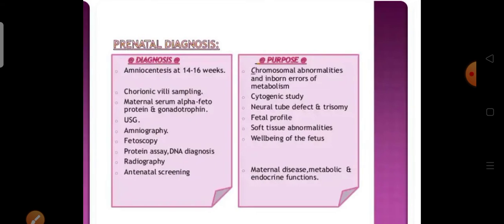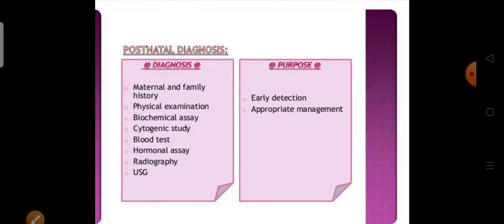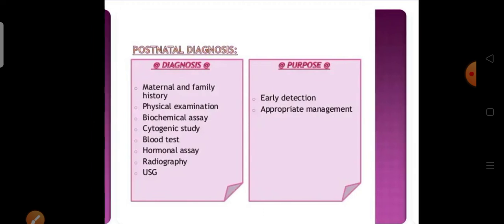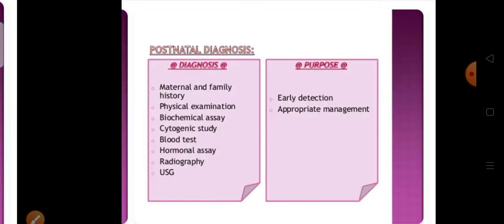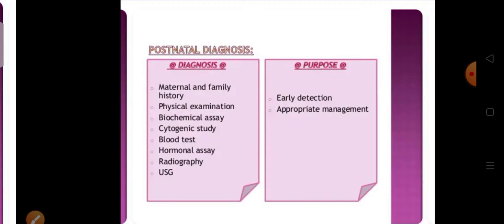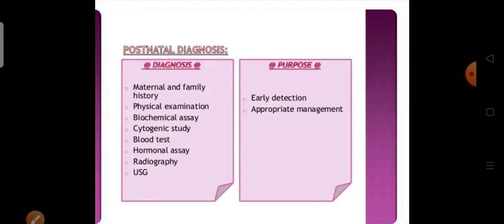Next, antenatal screening. This is to find out maternal disease, metabolic disease, and endocrine functioning. Next one is postnatal diagnosis. After the delivery also we have to find out the history of the mother, maternal and family history, physical examination, biochemical assay, cytogenetic studies, blood tests, hormonal studies, radiography. These are all helpful to diagnose early. If you diagnose early, we can easily give appropriate medications for the baby as well as the mother.